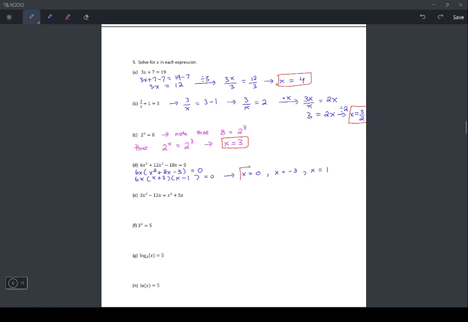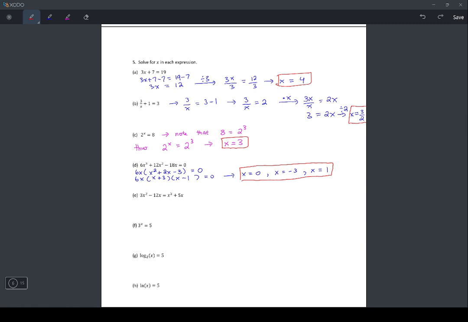You could also check. So I'll check the last one. I'll check x is equal to 1. Plug in 1 for x. We get 6 times 1 cubed plus 12 times 1 squared. So that's 6 plus 12, 18. Minus 18 times 1. 18 minus 18 is 0. So yep, that one worked.